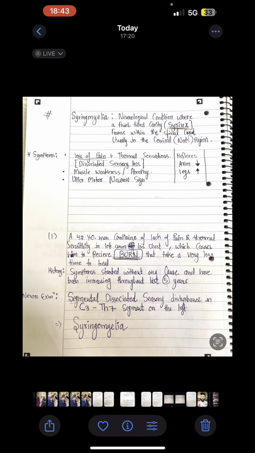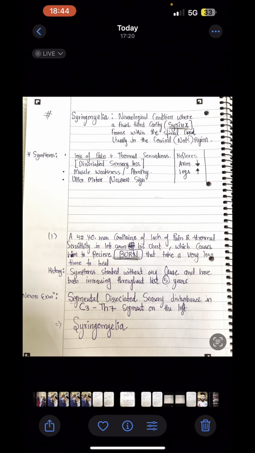Next is syringomyelia. Syringomyelia is also a neurological condition where a fluid-filled cavity named a syrinx forms within the spinal cord, usually in the cervical neck region. I will also post a short on YouTube about the syringomyelia profile, showing how the syrinx or fluid-filled cavity will look.